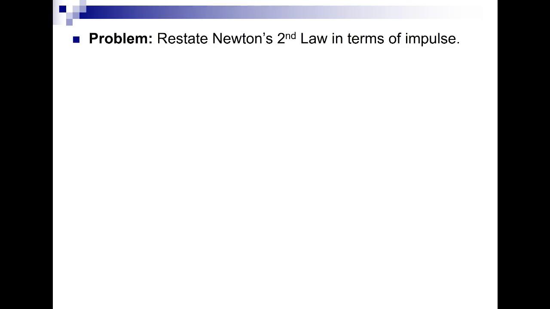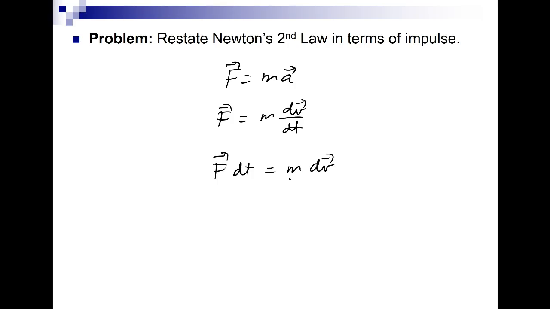Okay, so we just did this, restate Newton's second law in terms of impulse. We'll just kind of redo this real quick. So this is going to be m dv dt. So f dt is equal to m dv. And we're going to say again that this is dp, and this is f dt. So we integrate both sides, and impulse is equal to change in momentum.